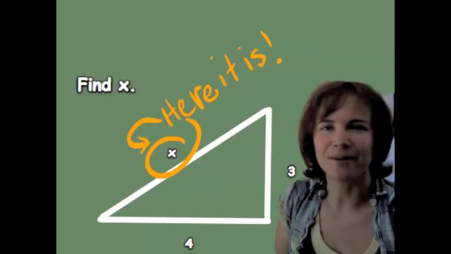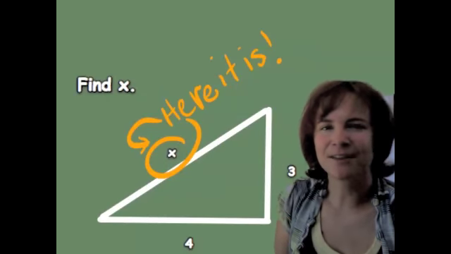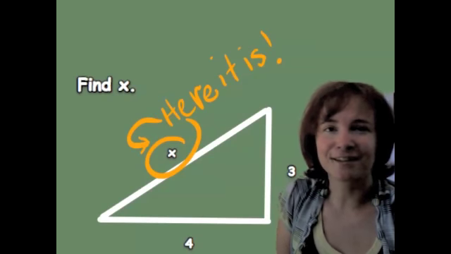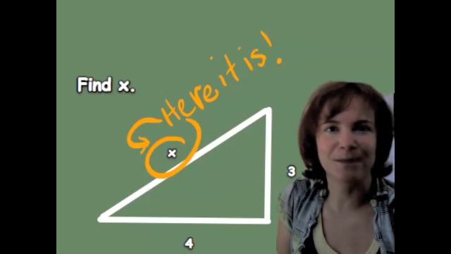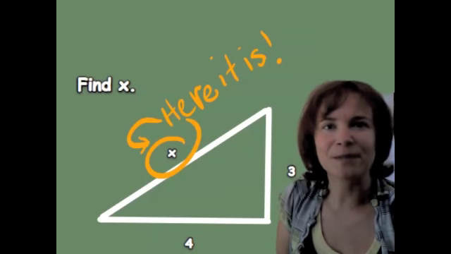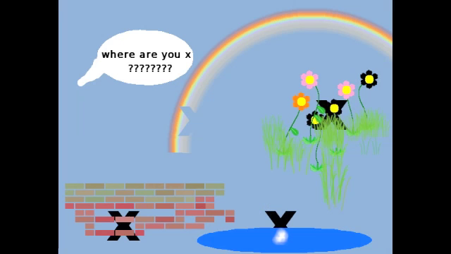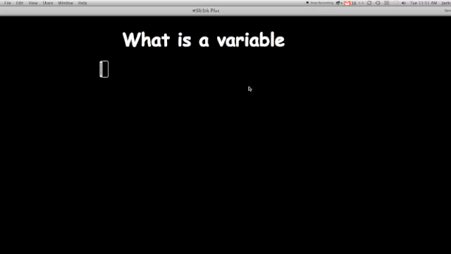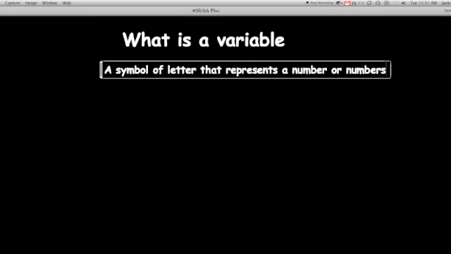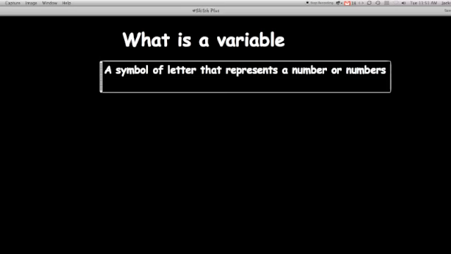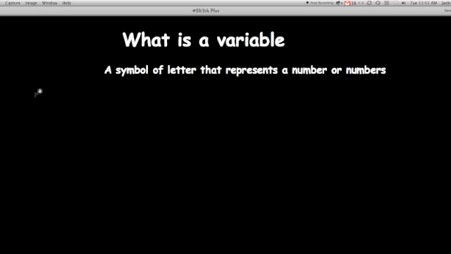What is a variable? In algebra, we're oftentimes given the question, find x, like x is this naughty child constantly trying to escape its parents, or perhaps always playing hide and seek with you. What is a variable? It's a symbol or letter that represents a number or numbers.